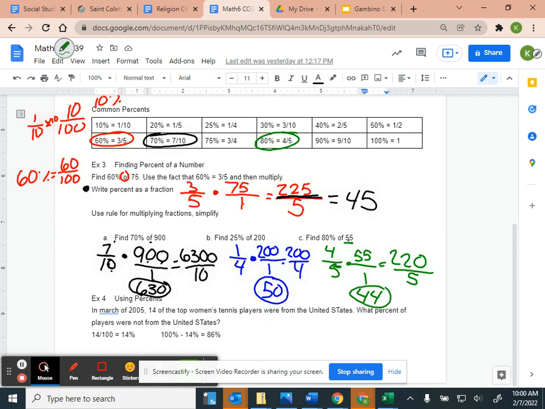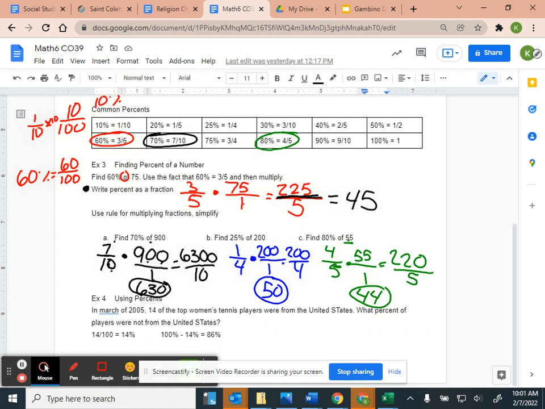Do you think 80% of 55 is going to be close? Yeah, because 80% is a lot higher than 50%. So it's going to be pretty close to the number. So you can check your answer by looking at, does it make sense? 80% is closer to 100%. So my answer is going to be closer to 55. If I'd gotten 5 for my answer, I would look at that and say, well, that doesn't make sense. 5 is a really small number, and it's supposed to be 80% of it. So it should be much closer to that whole number.